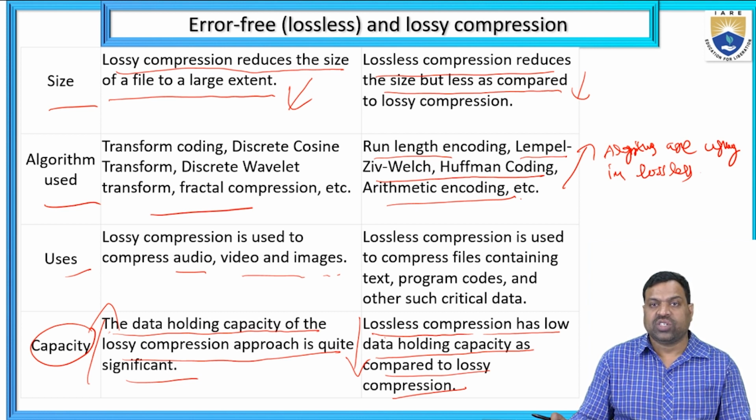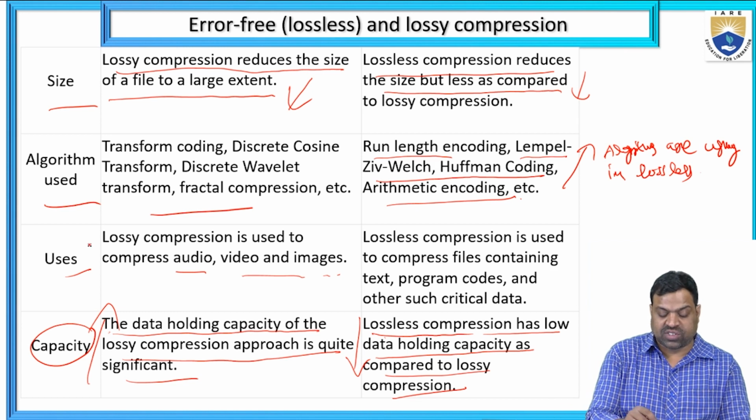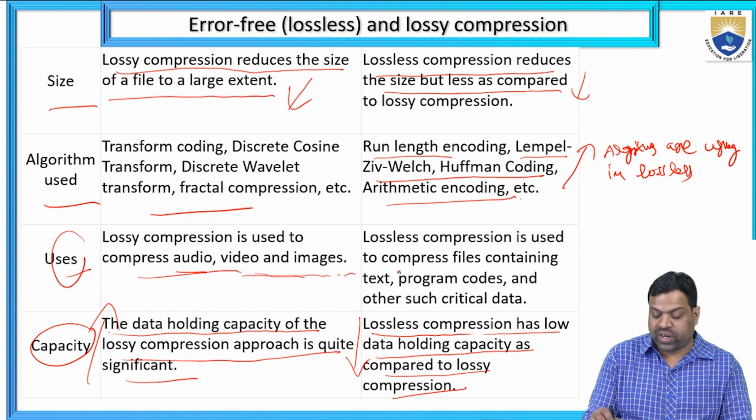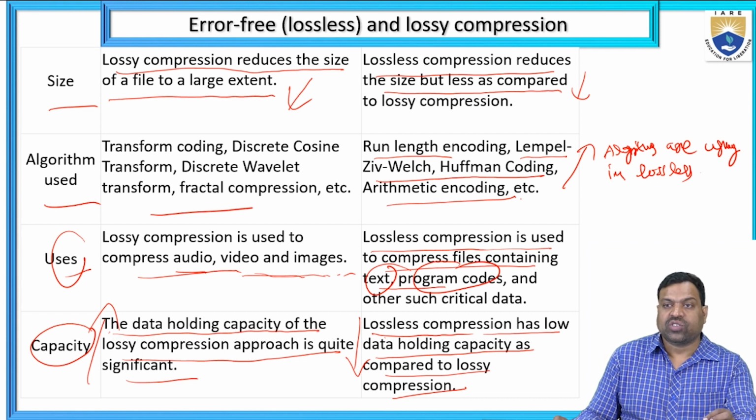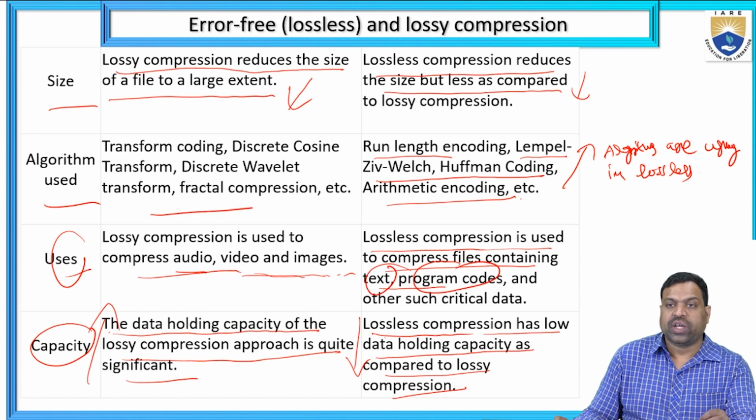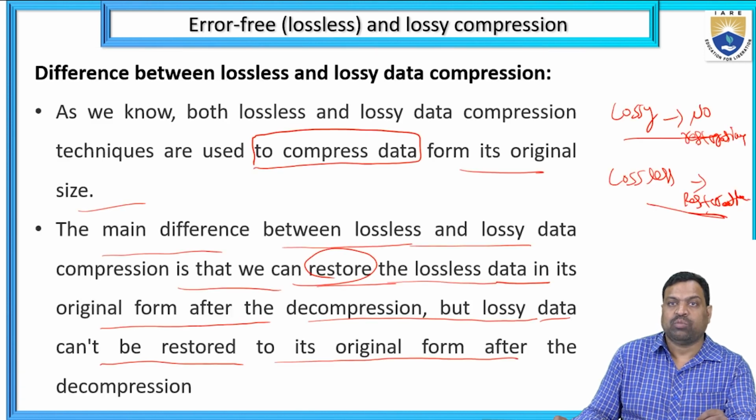And lossy compression uses are audio, video, and images. Lossless compression is used to compress files containing text and program codes. These are the best examples of uses of lossless. And what about the capacity? The data holding capacity of the lossy compression approach is quite significant, and the lossless compression has low data holding capacity as compared to lossy compression.